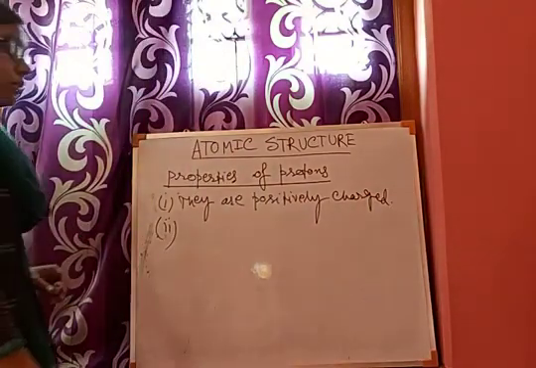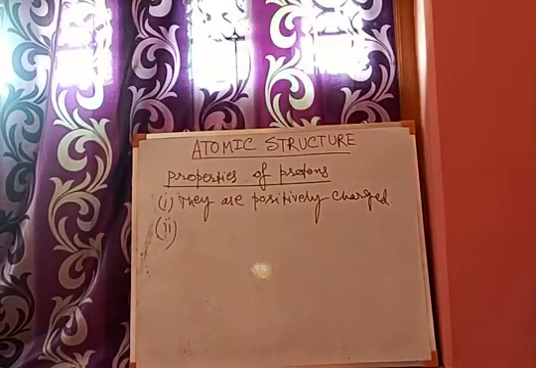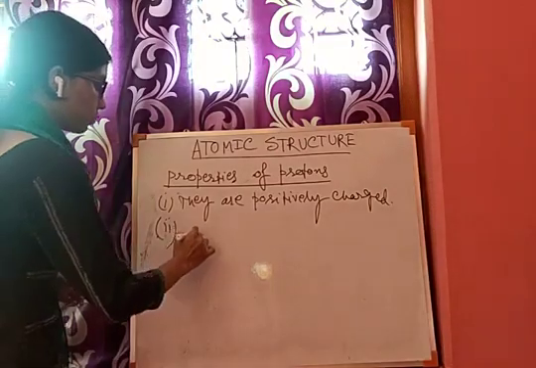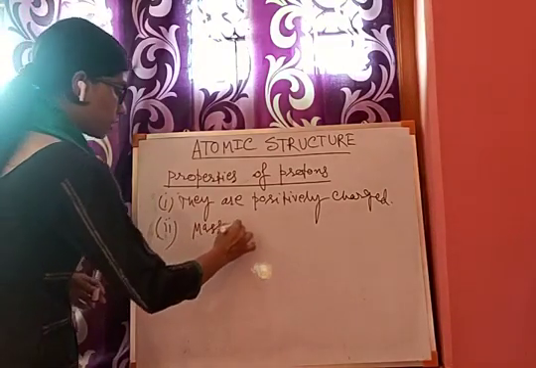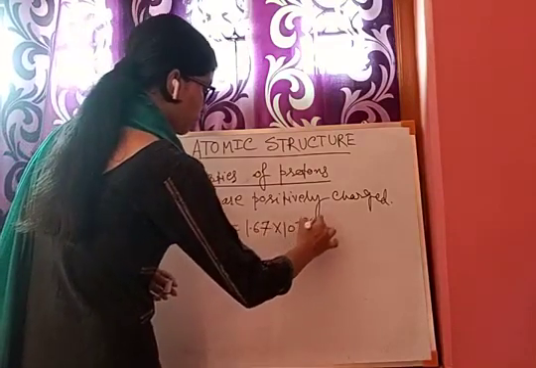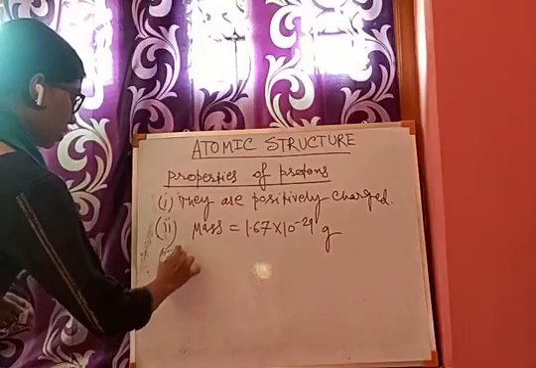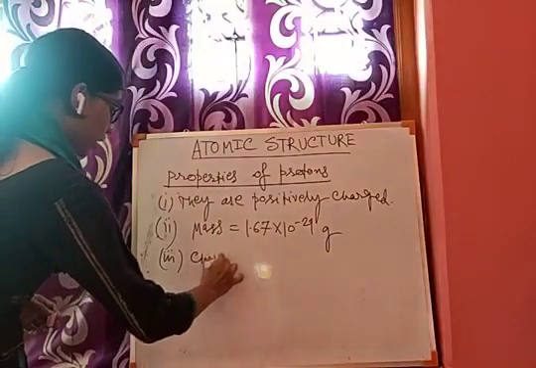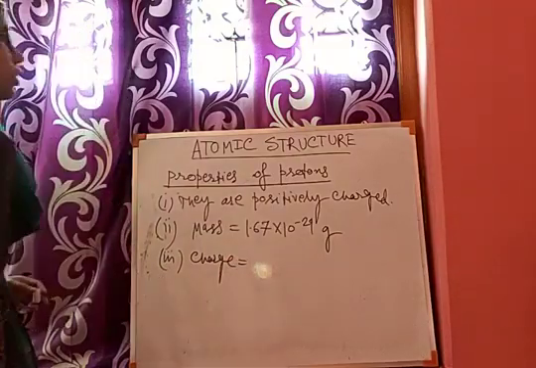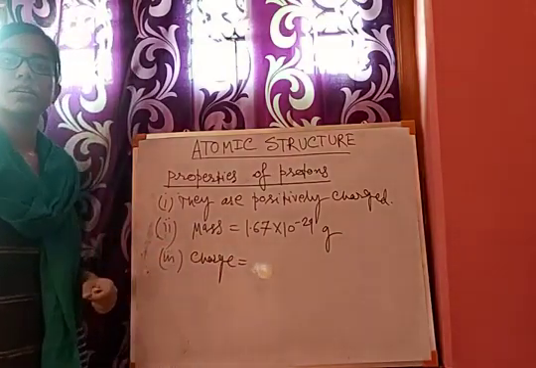Their mass value, just like electrons, they have a mass value, and the mass value is 1.67 into 10 to the power minus 24 gram. And just like electrons, they will also have a charge, and the charge is numerically equal to that of the electron, and that's why atom is electrically neutral.